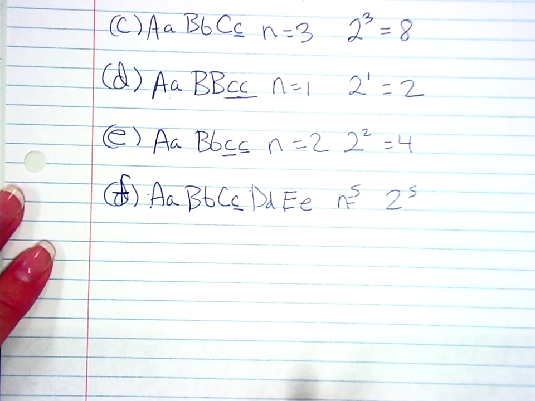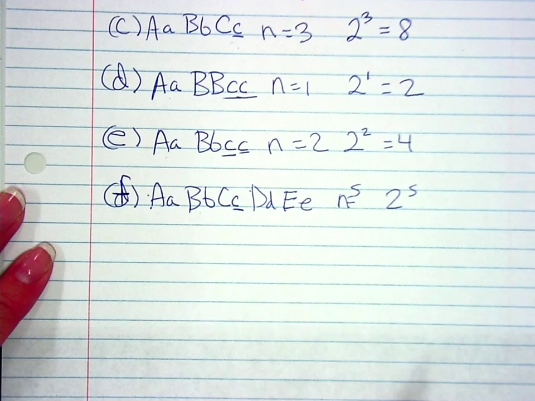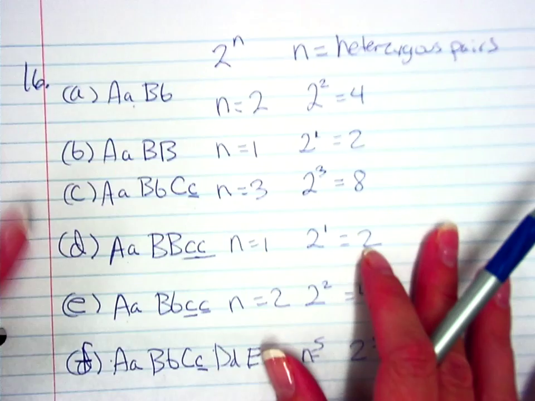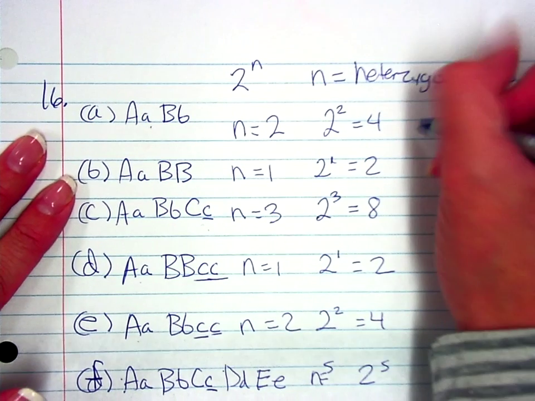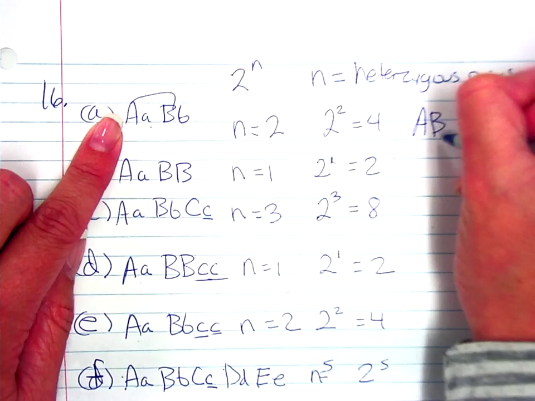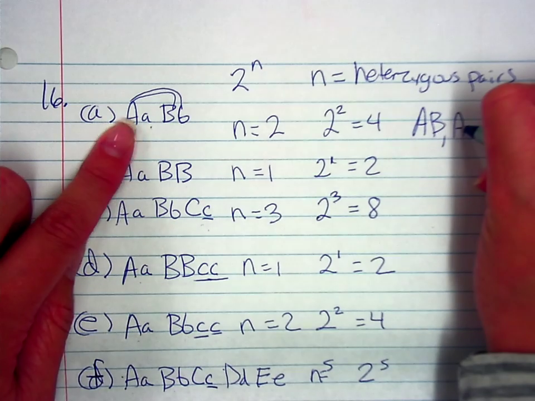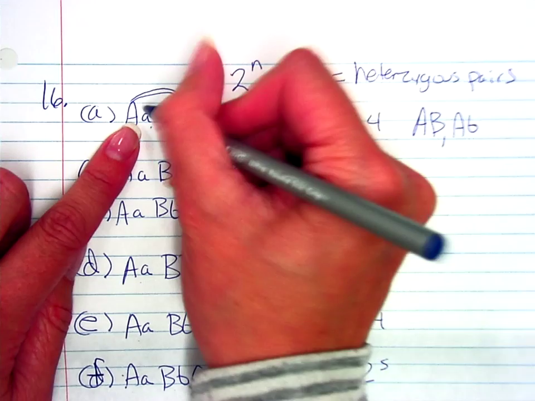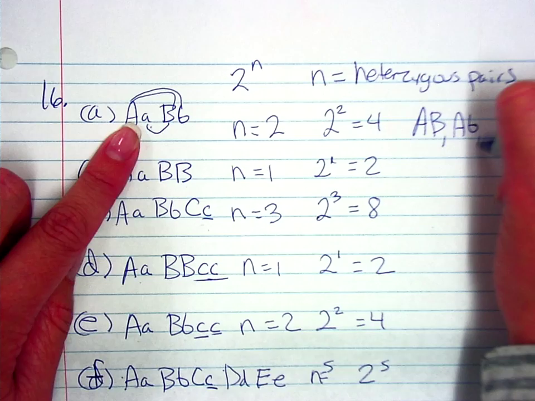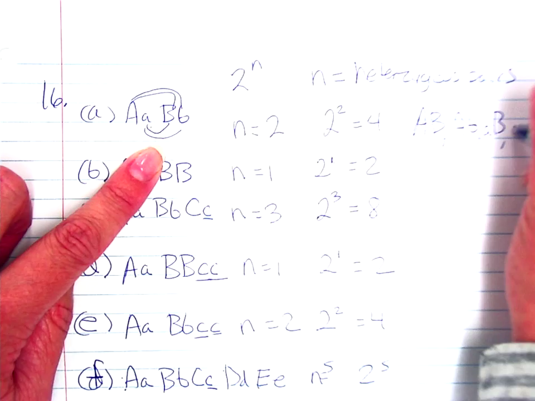Now, in each of these, it also asks you to come up with the gametes. So that asks you to think about all the possible combinations. So in part A, that could be a big A with a big B, or a big A with a little b, or a little a with a big B, or a little a with a little b.